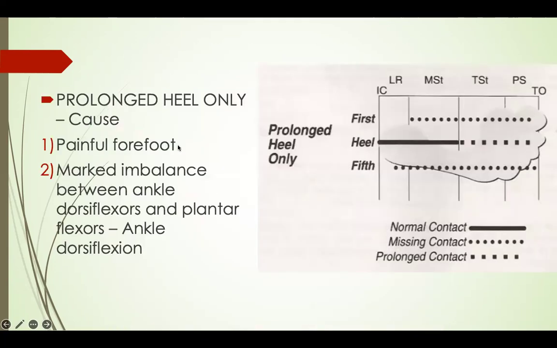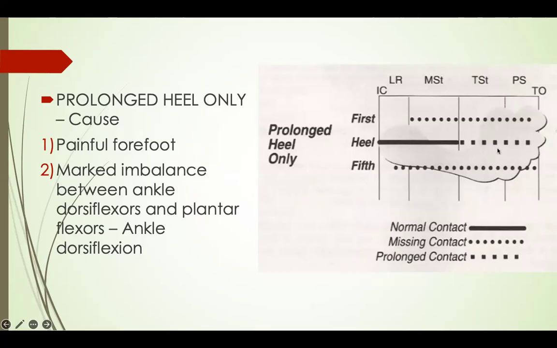So deviations there can be prolonged heel only. There is prolonged contact of the heel throughout the gait phase or stance phase. This can be because of two pathologies: if the forefoot is painful, or there is marked imbalance between the ankle dorsiflexors and plantar flexors.